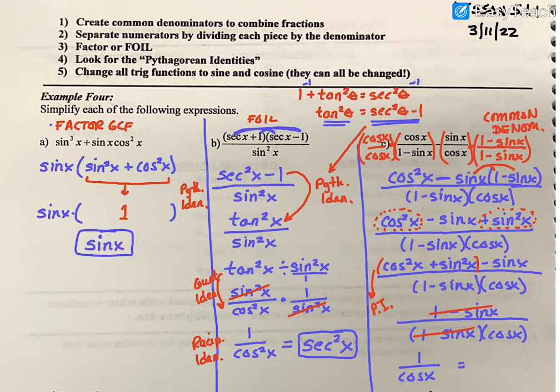What do we know about 1 over cosine x? Cosine is the reciprocal of secant x. So 1 over cosine x is equivalent to secant x. And that is a reciprocal identity.